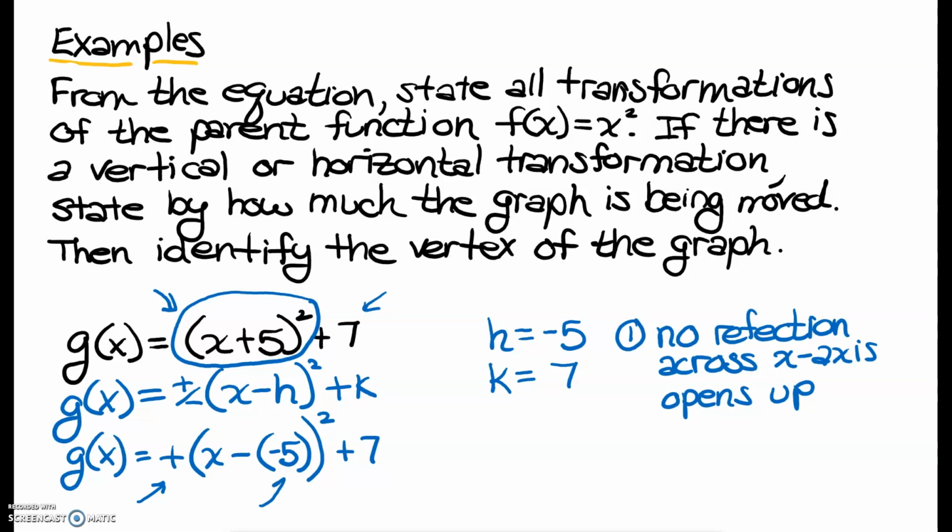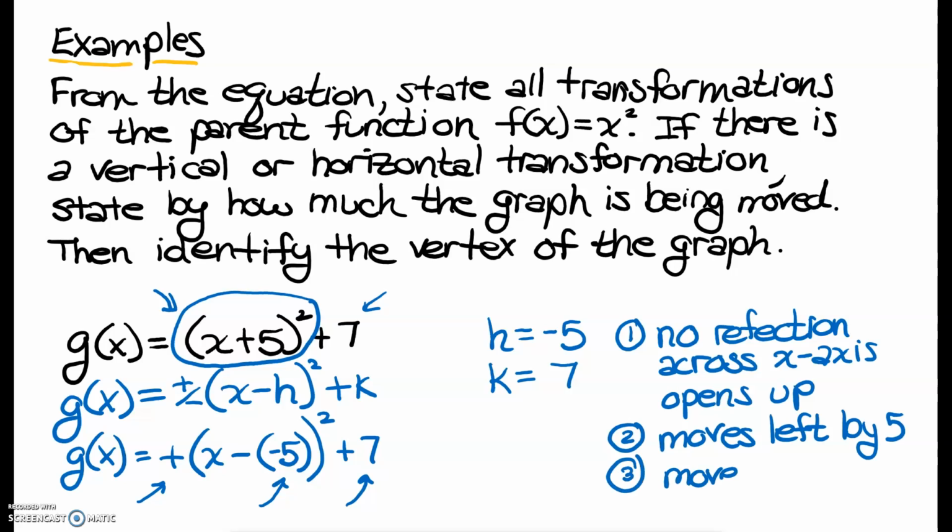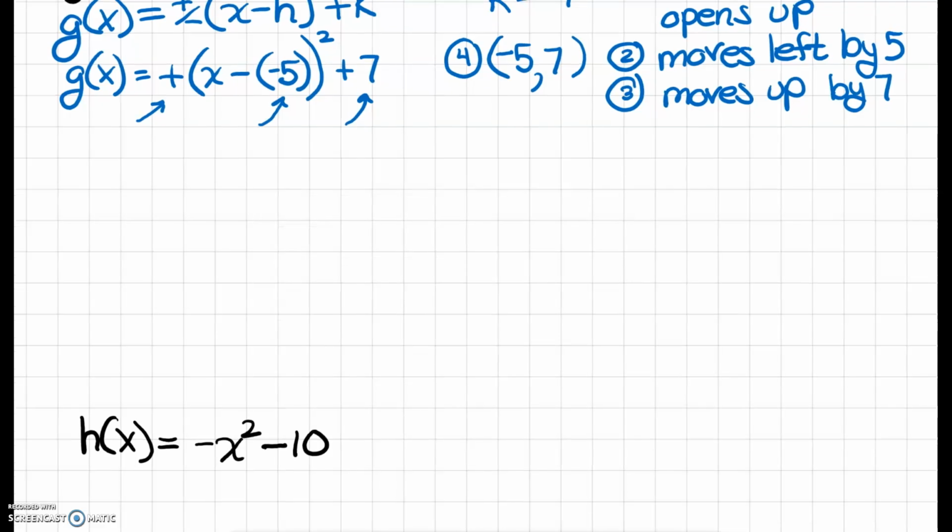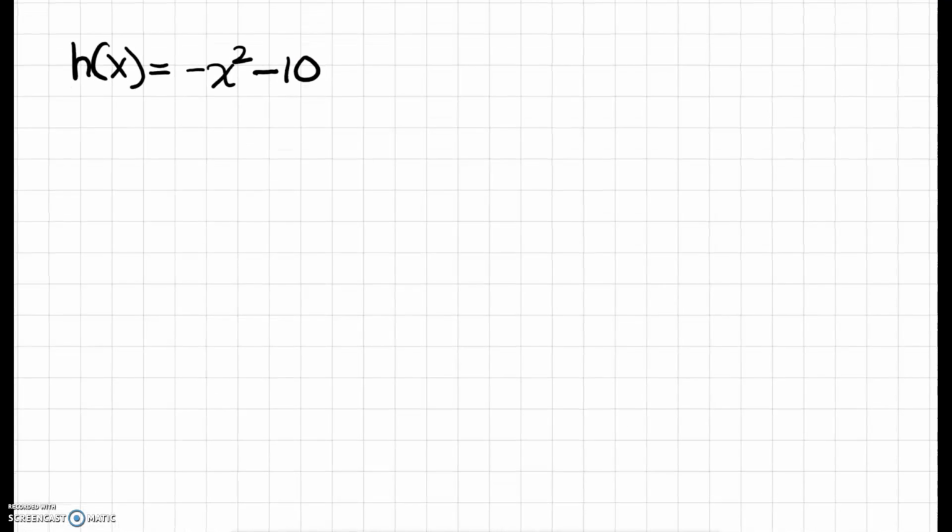Okay, since my h value is negative, the graph moves left by 5. Because k is positive, the graph moves up by 7. And then my vertex is a point. It's h comma k. h is negative 5 and k is positive 7. Okay, so hopefully you saw how that was done. We're going to go through probably like 6 examples, and you'll catch on if you didn't.